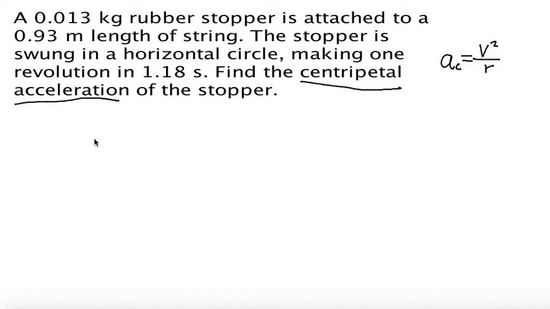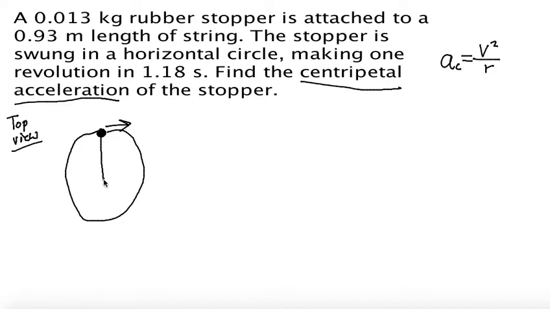So if I were to draw a picture of what's happening right here, here's our rubber stopper. It's attached to this string, and it's being swung around in a horizontal circle. We'll say it's moving this way. Since it's a horizontal circle, this would be a top view, or what's called a bird's eye view. It's like if we were up on the ceiling looking down on this.